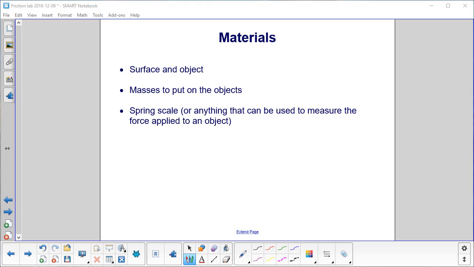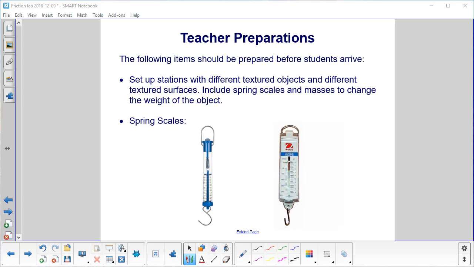Here are the materials. We'll have a surface and an object, masses to put on the object, and a spring scale, or anything that can be used to measure the force applied to an object. The following items should be prepared before the students arrive. Set up your stations with different textured objects and different textured surfaces. Include spring scales and masses to change the weight of the object.